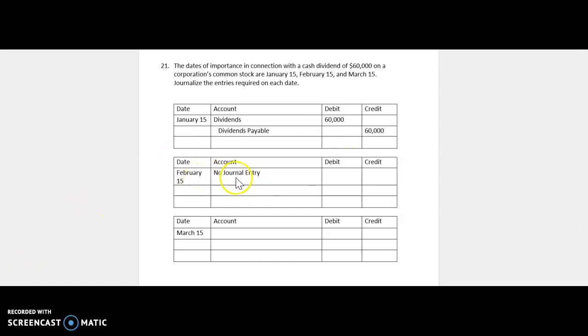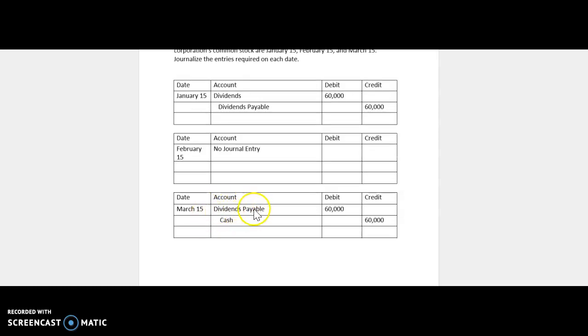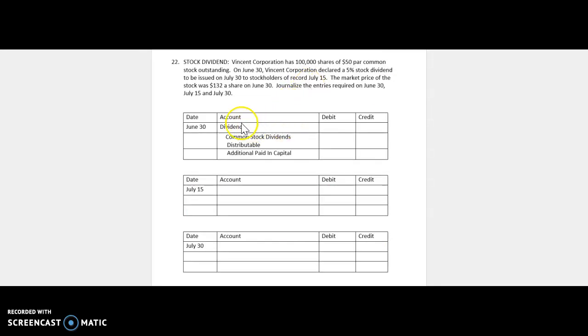On February 15th, there is no journal entry for the date of record. All we do here is figure out who we need to pay the dividends to. Okay, and then on the date of payment, we get rid of the liability and we pay off the cash of $60,000. Okay, so when we issue a stock dividend, we're going to debit dividends, credit common stock dividends distributable, and anything above the par amount is additional paid-in capital.